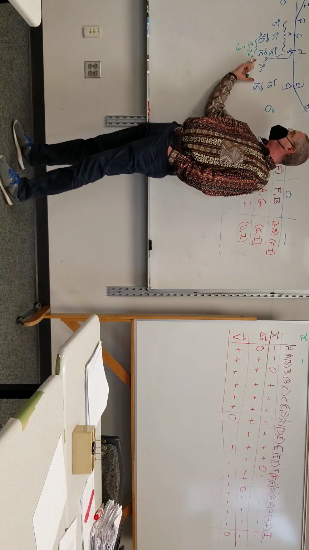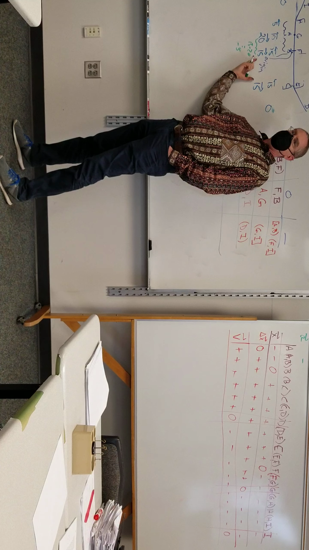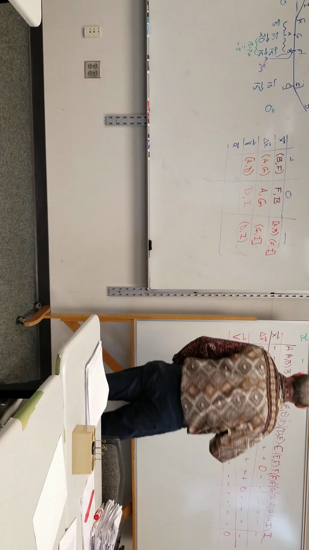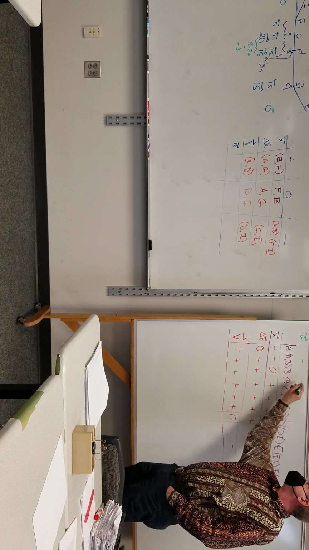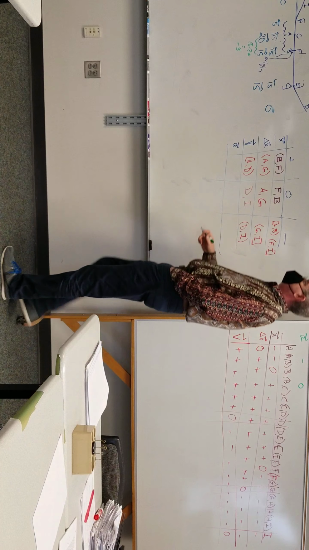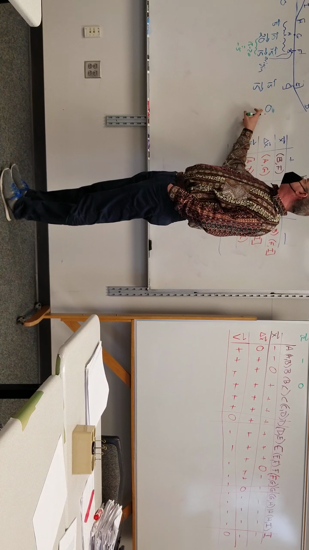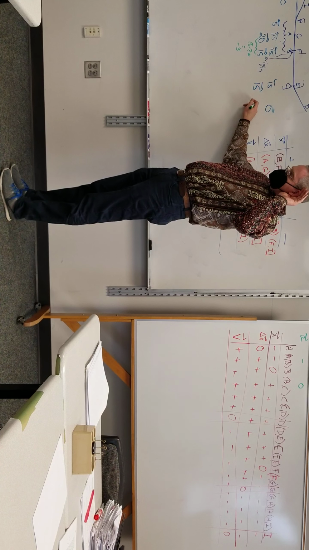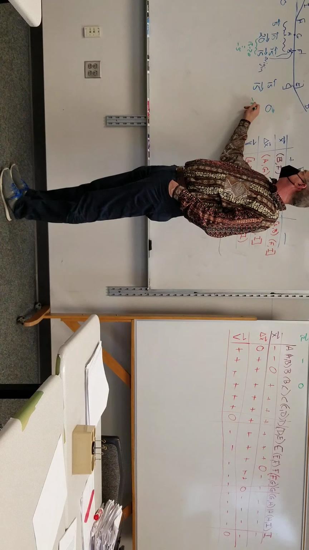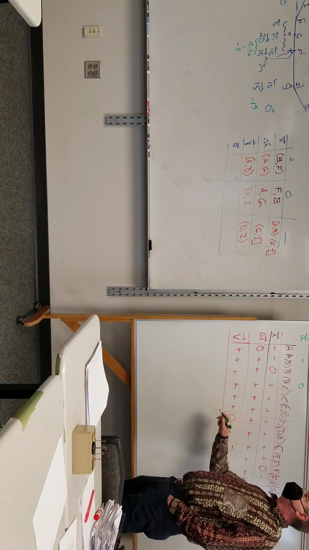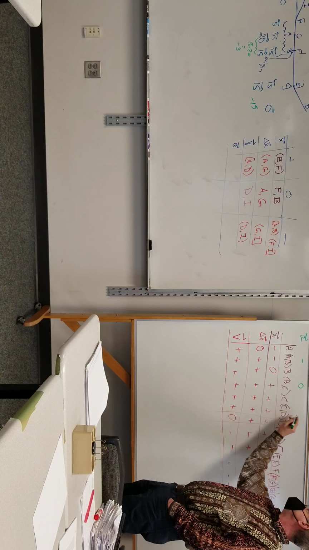Between B and C, what's my change in velocity? 0. Thank you for being loud there. So change in velocity is 0, acceleration is 0. What about from C to D? I think somebody just said it. Negative 15. Yep, negative 15. So from C to D, it's negative.